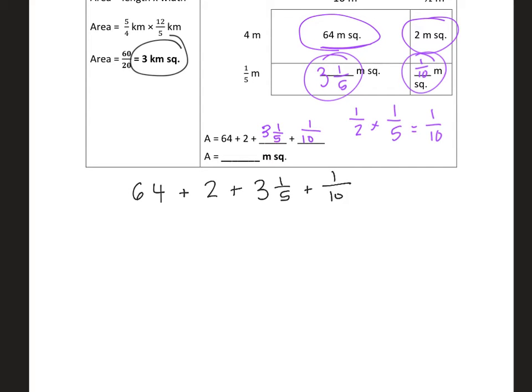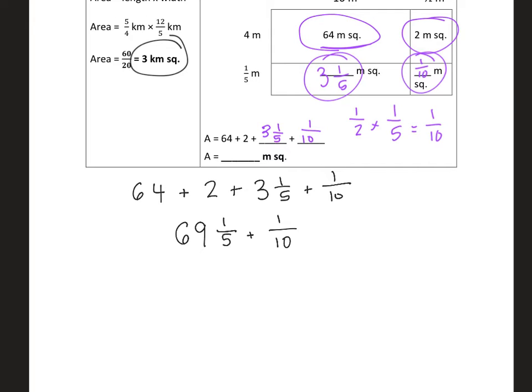Okay. I know that I can go ahead and add like units, so I'm going to add 64 plus 2, and that's going to give me 66. All right, I'm going to go ahead and add 66 plus the 3, and that's going to give me 69. So now I have 69 1/5 plus 1/10. All right. I'm going to go ahead and find my common denominator because, again, I know that I can't add two fractions when they have different denominators.